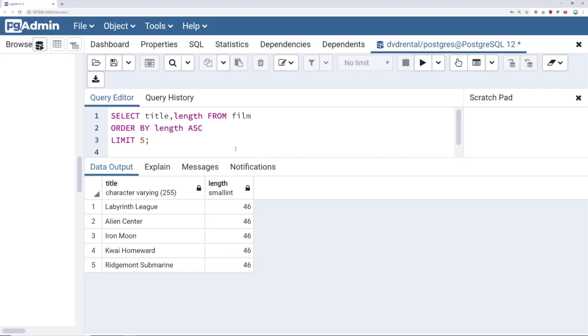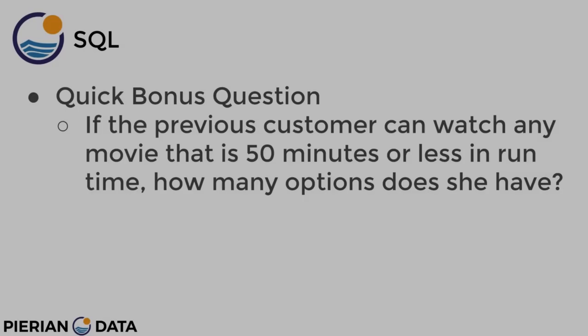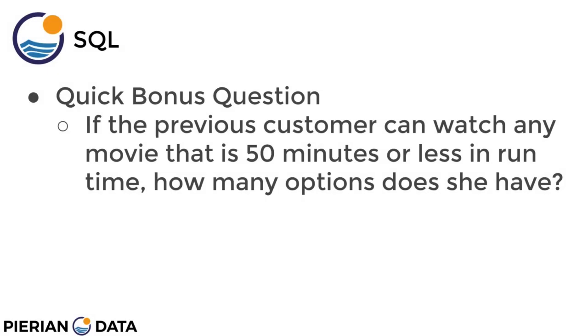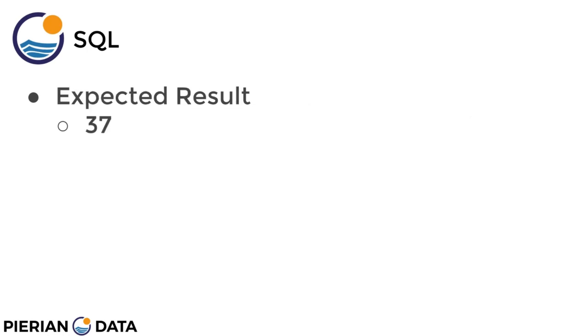Okay, and finally, let's give you a quick bonus question. No hints or anything for this one. If that previous customer can watch any movie that is 50 minutes or less in runtime, how many options does she or he have? Keep in mind, you may not even need order by for this. Again, we're just asking how many movies that customer can watch that are 50 minutes or less in runtime. The expected result is 37 movies.